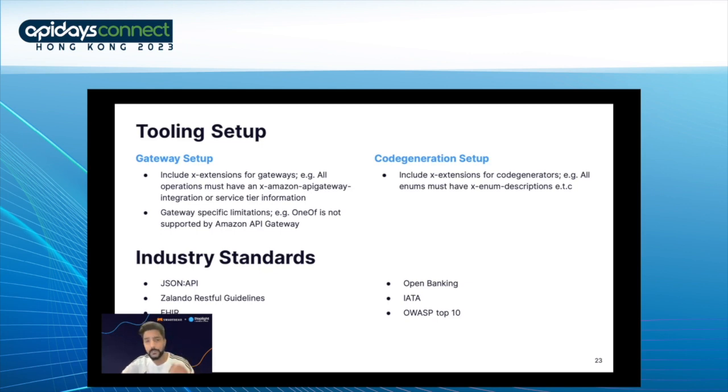If you're using specific tooling, create rules around that, like you might be using a gateway that requires special extensions or maybe a code generation setup. And if you're using industry standards like JSON API or Open Banking, you might find style guides for them already, but you can also build one on your own, and that would help enforce those standards and follow them better.